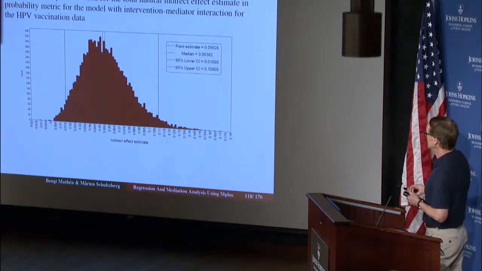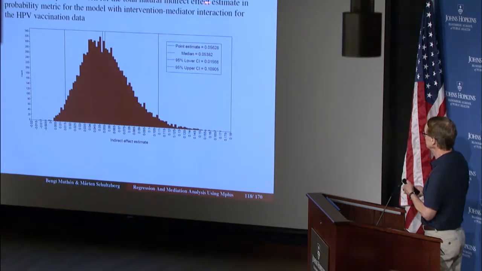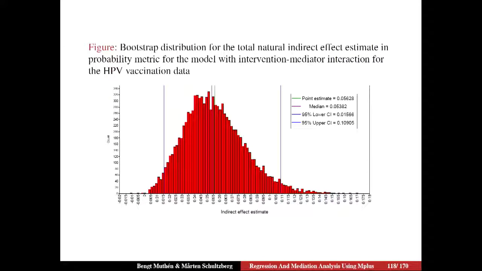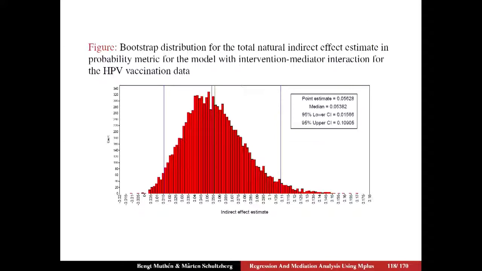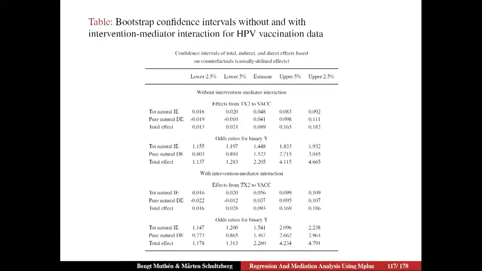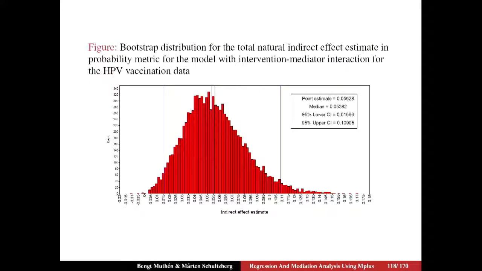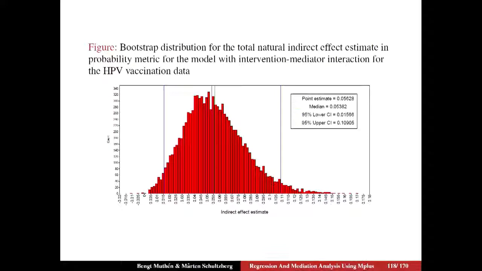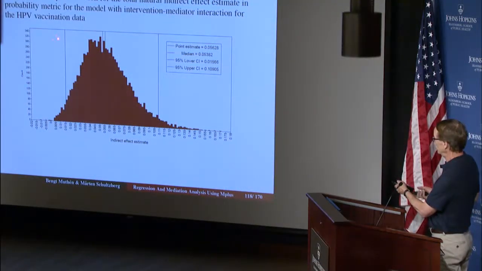Here is the bootstrap distribution for the indirect effect in probability metric. You have the point estimate here, 0.05, which is what we talked about before, what we have down here. And you have the upper and lower limits, and it looks skewed, so it paid off to use bootstrapping, because bootstrapping allows skewness in this indirect effect distribution, and allows therefore the 95% interval to be so-called non-symmetric.